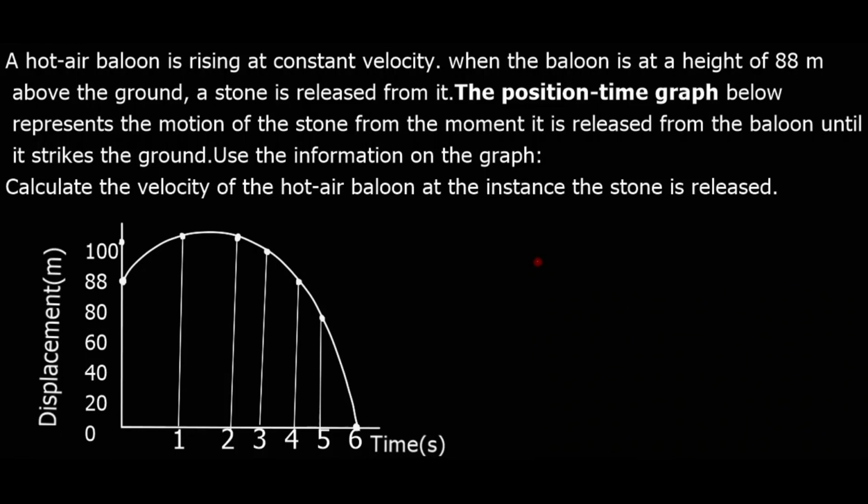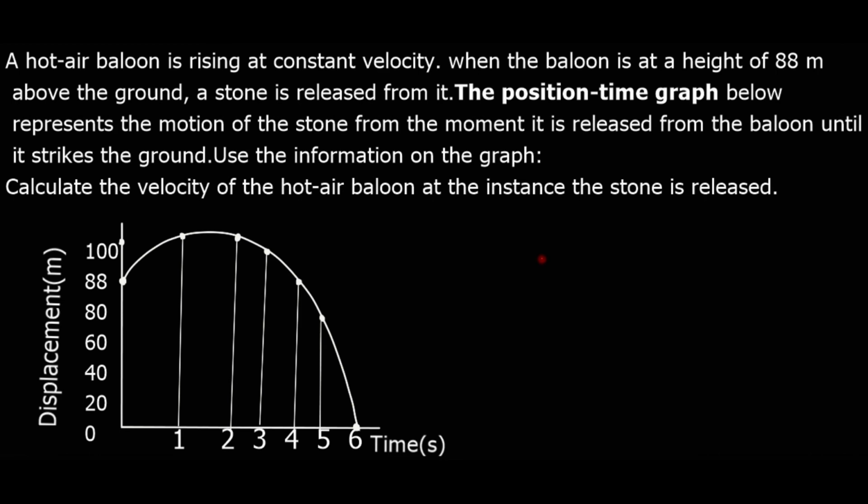And then this one: a hot air balloon is rising at a constant velocity. When the balloon is at a height of 88 meters above the ground, a stone is released from it. The position time graph below represents the motion of the stone from the moment it is released from the balloon until it strikes the ground. Use the information on the graph below.